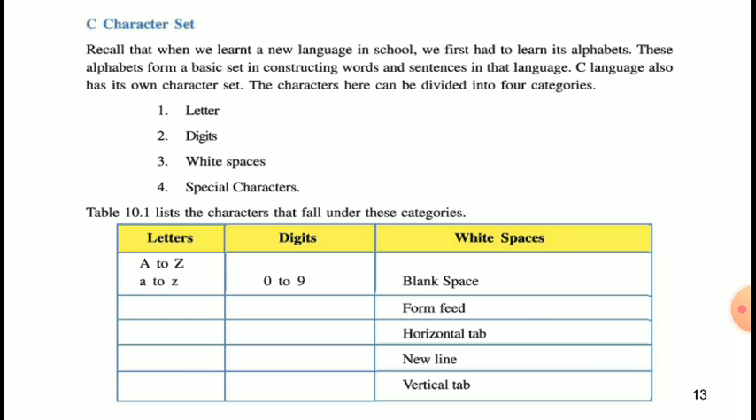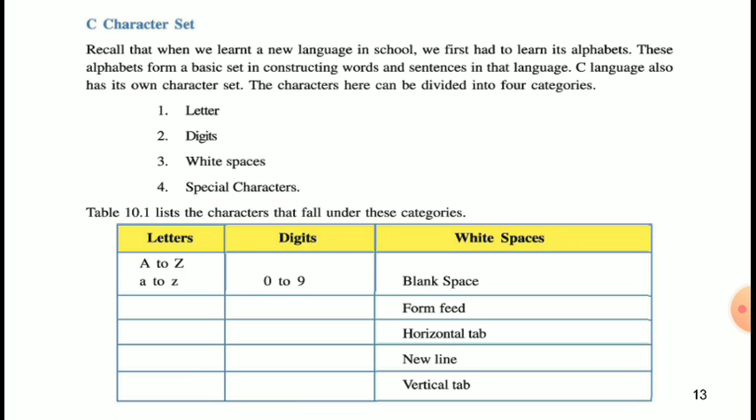That means the character set of the C language. The alphabet characters form a basic set in constructing words and sentences in the language. The characters in C language are divided into four categories. First, letters, second, digits, third, white space, and fourth, special characters.